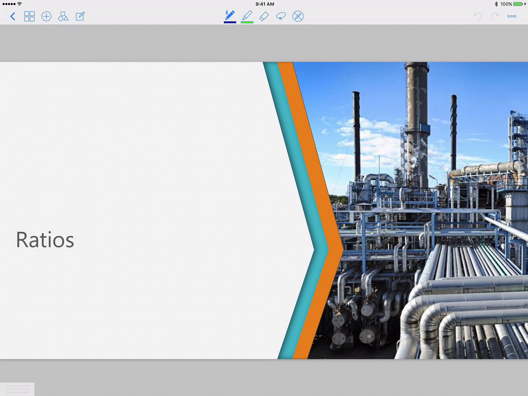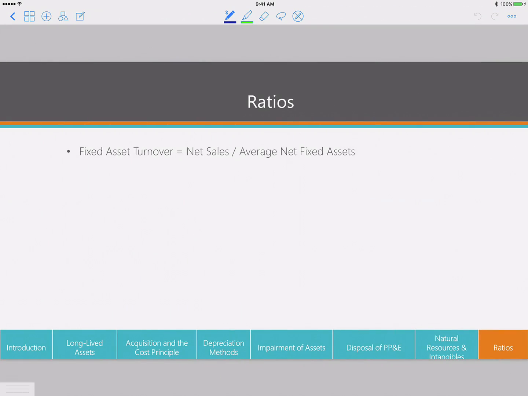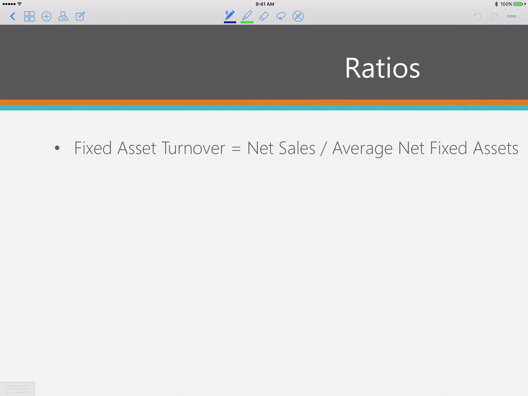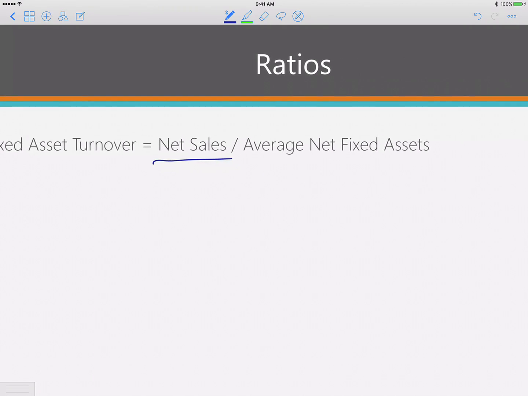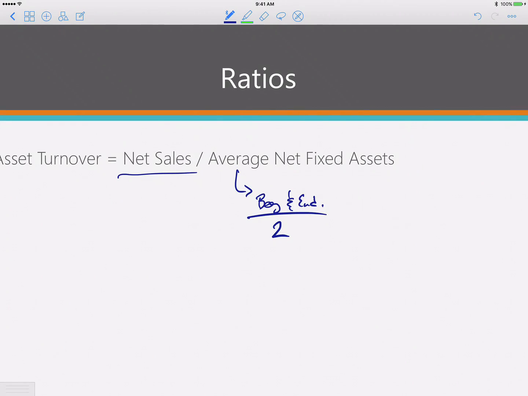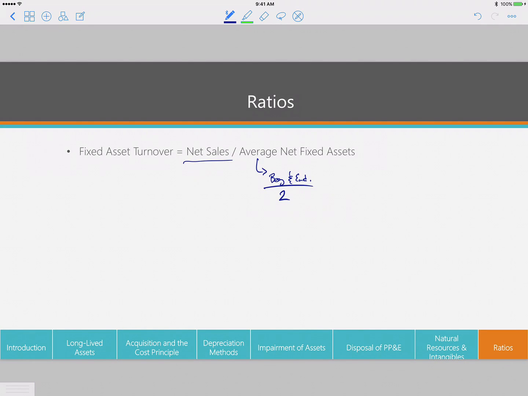And finally, we're going to look at one ratio today, and that is the fixed asset turnover ratio. So the fixed asset turnover ratio is the net sales of a company divided by the average net fixed assets. So if you remember, average is the beginning and ending balances divided by 2. And the net fixed assets, well, you can look at the balance sheet to figure out how much that is, and that's going to change year by year. So the whole point of the fixed asset turnover ratio, if you think about it, is the sales of the company divided by their assets.